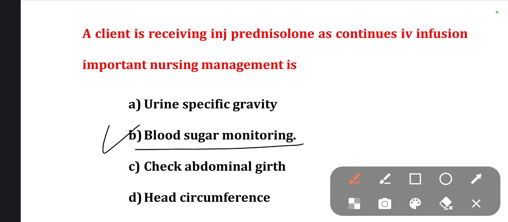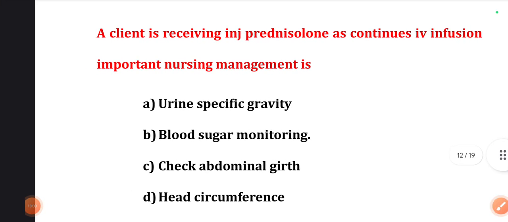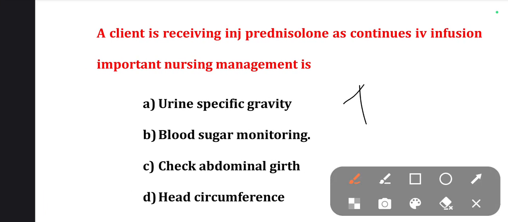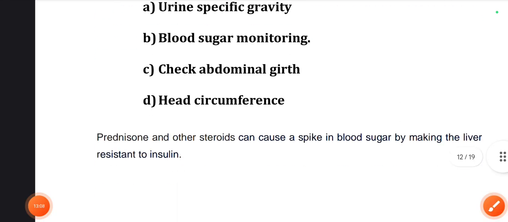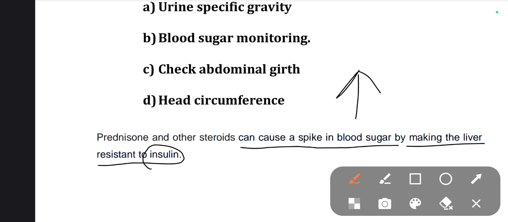So the patient is on the prednisolone injection. So it is working on increasing the blood sugar. The prednisolone and other steroids can cause a spike of blood sugar. Okay, spike is nothing but increase, by making the liver resistant to the insulin. So when the patient is having steroid therapy, insulin resistance may happen in the liver. So what will happen? There is a risk of increasing glucose.